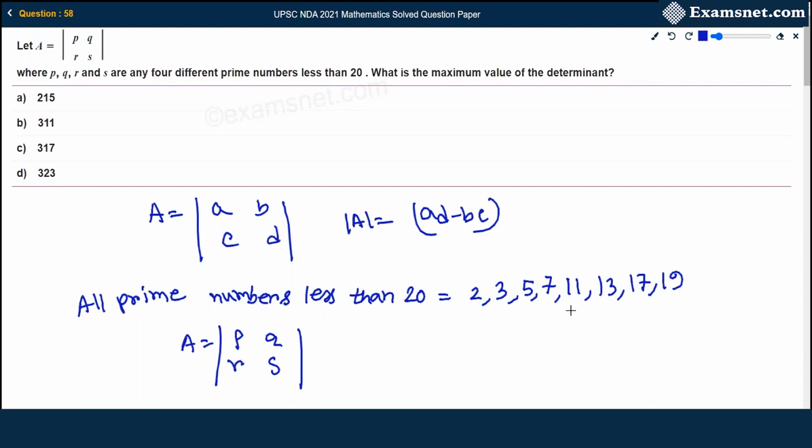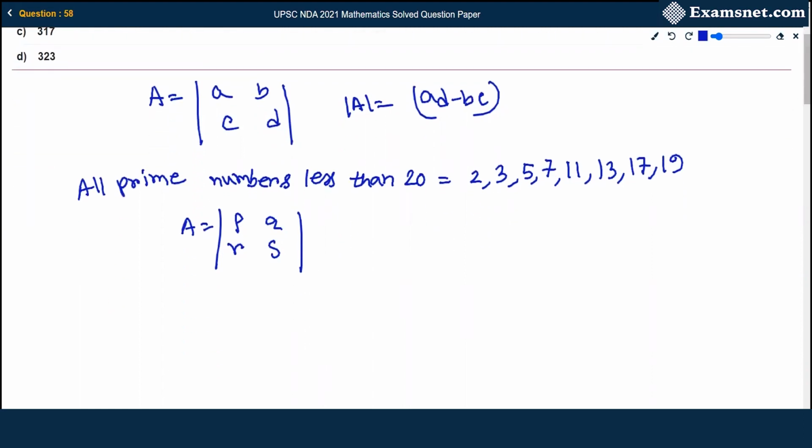Okay, so here we have to find the maximum value of this determinant. So how can we find the maximum value? We need to make a combination of such numbers so that this determinant gives us the maximum value. So we have to take maximum values for P and S, because first they will get multiplied, and the least values for Q and R, because that portion will be subtracted, correct? So we can assign P 17, S 19, Q 2 and R 3. Okay, so let's put all these values.